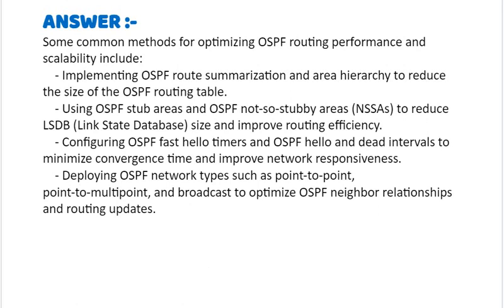Your answer should be: some common methods for optimizing OSPF routing performance and scalability include: first point, implementing OSPF route summarization and area hierarchy to reduce the size of the OSPF routing table. Next point is using OSPF stub areas and OSPF not so stubby areas, NSSAs, to reduce LSDB, link state database, size and improve routing efficiency.